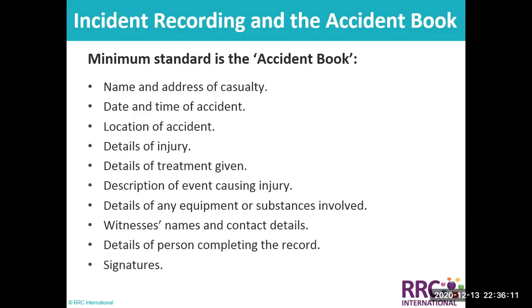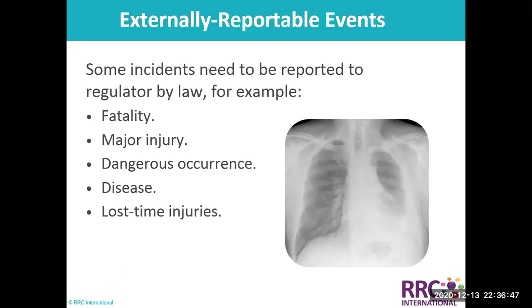Recording in an accident book: the minimum standard is the accident book. Of course, these are what is contained in that document: name and address of casualty, date and time of incident, location of incident, details of injury, details of treatment given, description of event causing injury, details of any equipment or substances involved, witness names and contact details, details of the person completing the record, and then signature. These are just typical headings in an accident book.